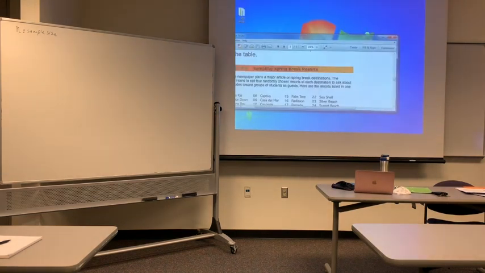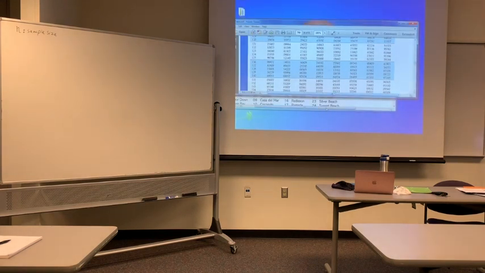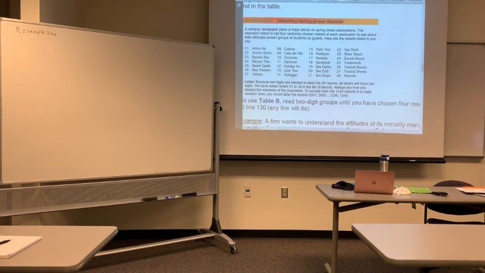Where is that? So 0.5, 16. Can we choose 16? Yes, 16 is here. So what was the 16? What resort was it? Radisson. So far we chose this one, individual number 5, and individual number 16, right?